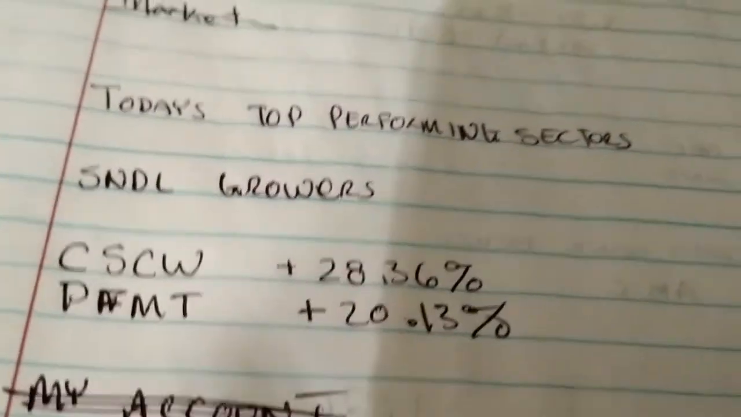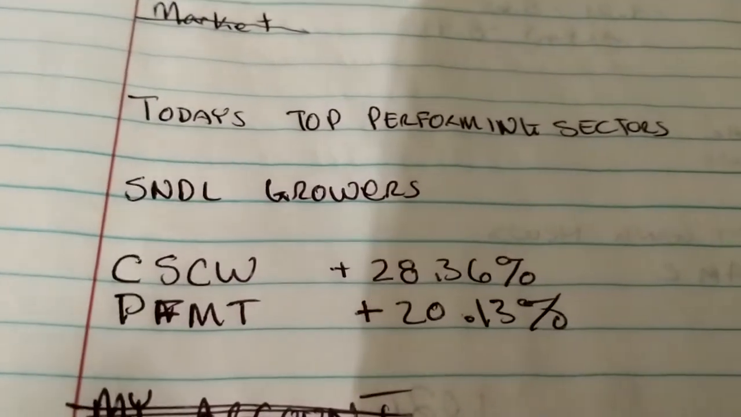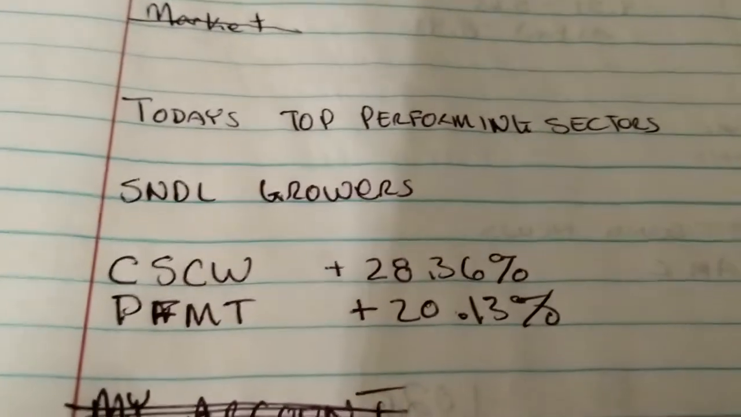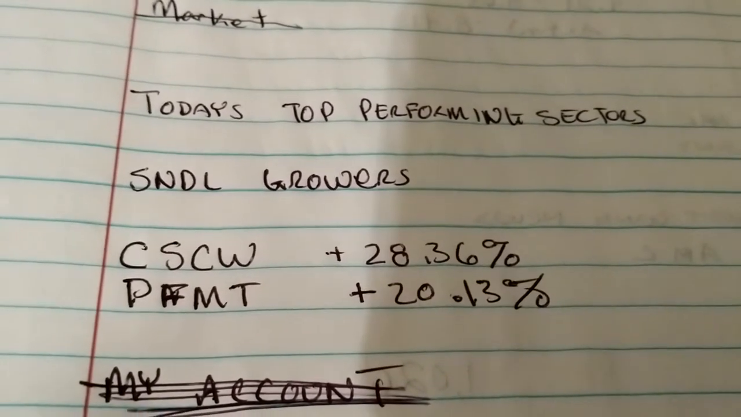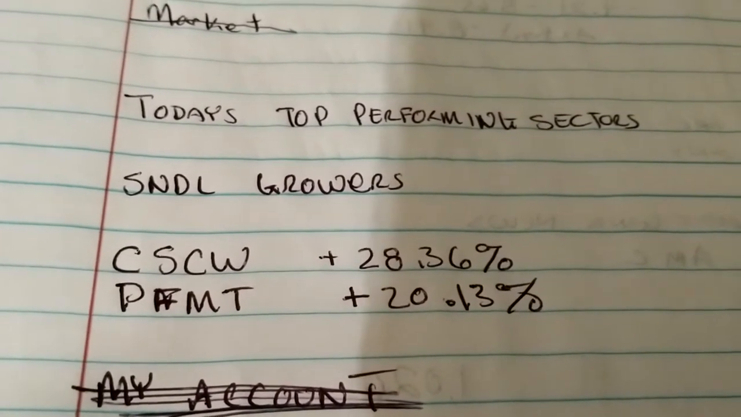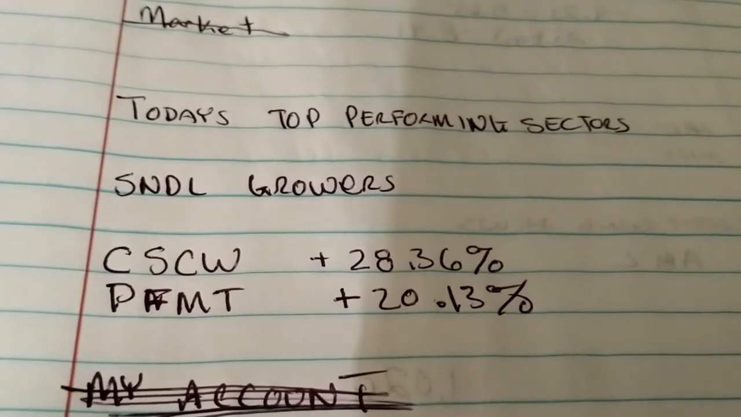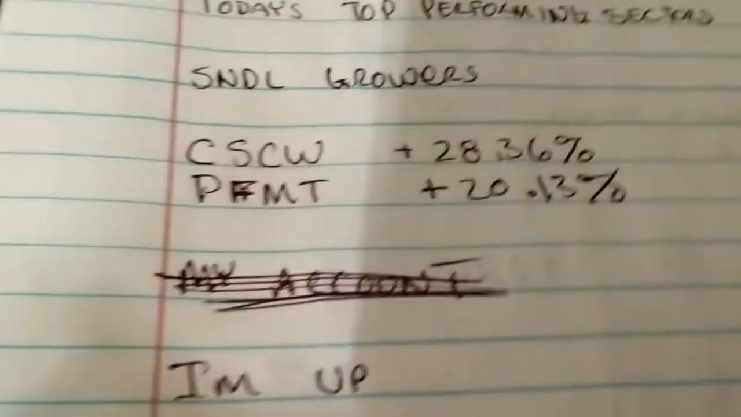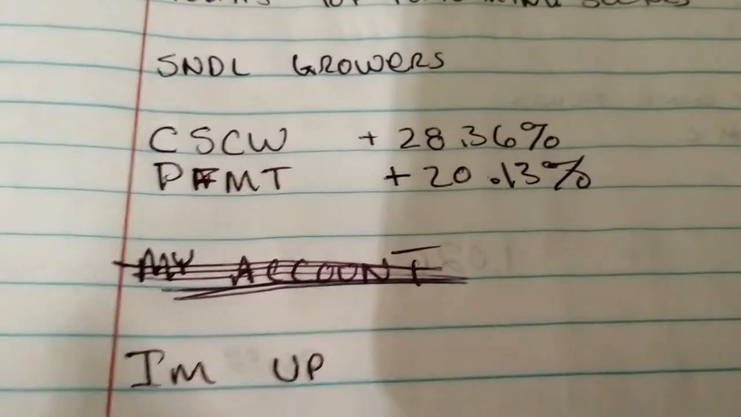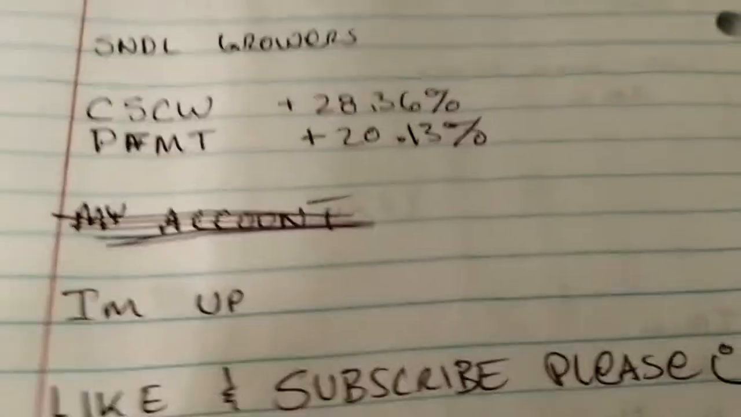So let's look at today's topic, shall we? Today, we're going to look at today's top performing sectors. We're going to look at SunDial Growers. And then these are some CSCW up 28% today, PFMT up 20% today. We're going to take a look at those, some very aggressive movers today. Also, we're going to take a peek at my account, what I did. I had a green day today, which is encouraging, especially since the market was red.